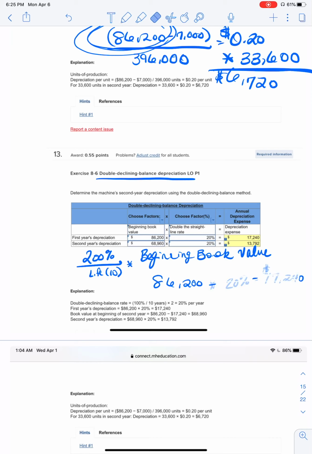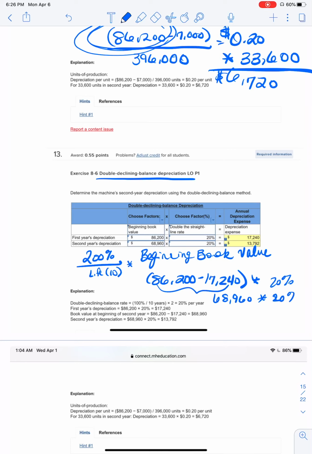Now in year 2, the way we're going to calculate depreciation is I'm going to have to come in and take my 86,200 minus my 17,240. Then I'll multiply that number, whatever that is, which in this case it is 68,960, times my 20%. And when I do that, I'll get $13,792 in depreciation expense for year 2.